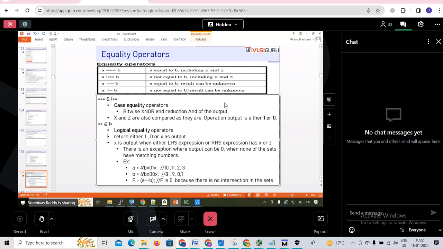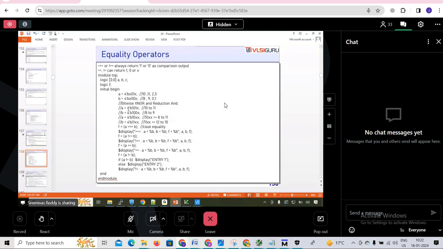In the logical equality operators, whenever either the left hand side or right hand side is unknown, X or Z, the output is X. Case equality never gives X. It's always 1 or 0. Case equality means X is compared to X, Z is compared to Z.